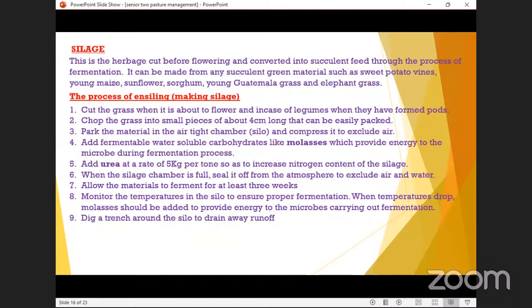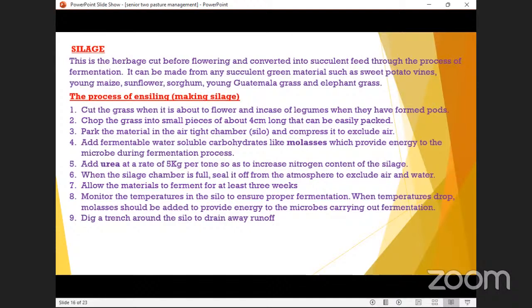When the silage chamber is full, seal it off from the atmosphere to exclude air and water. So you tie your cavera to avoid any other entry of water. Allow the material to ferment for at least 3 weeks. You keep the material there for 3 weeks, without allowing air to enter inside.